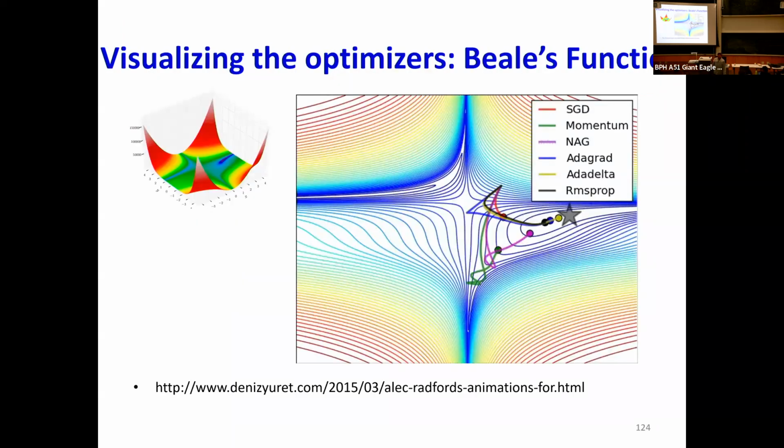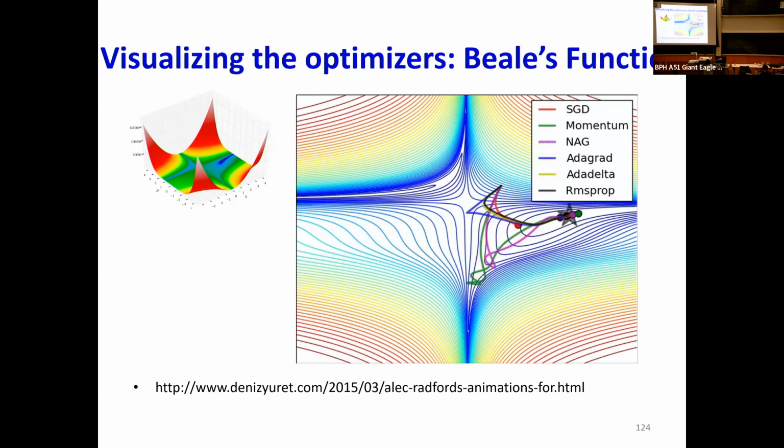I'll just quickly go through a couple of examples that Alec Radford has on his webpage. So this is Beale's function. And Beale's function is this crazy looking function out here, which has a minimum out here in this dark blue area. And it shows how different optimizers behave differently. Now, in every case, you will see that standard SGD, which is the red curve, takes its time getting there. The momentum method swings around and then eventually gets there, right?